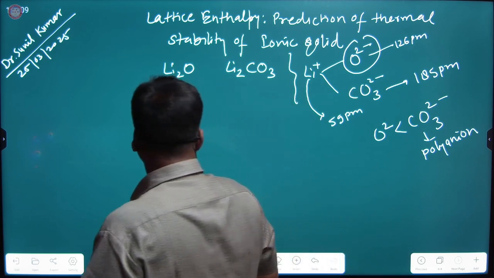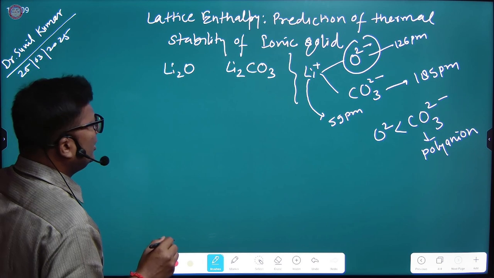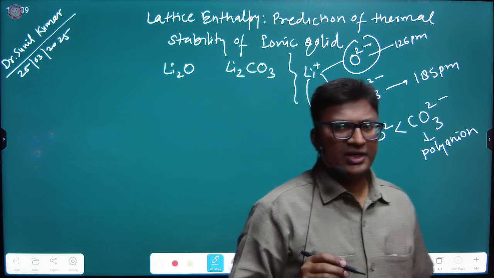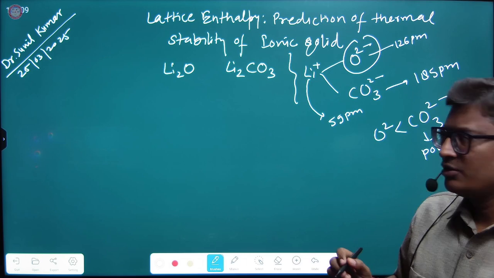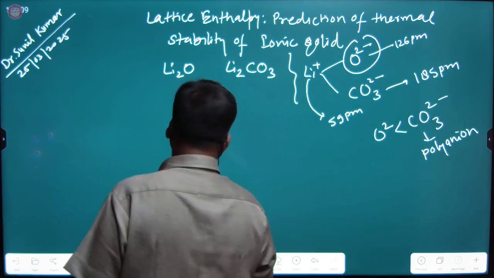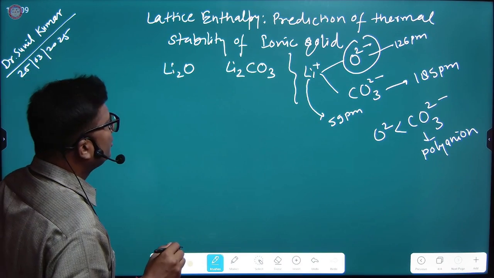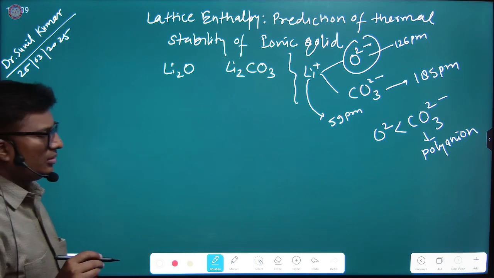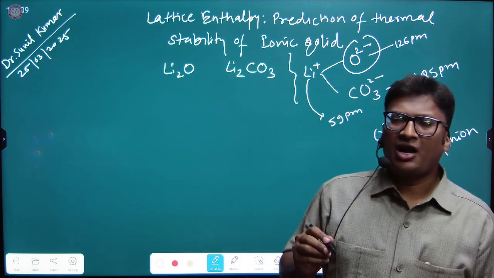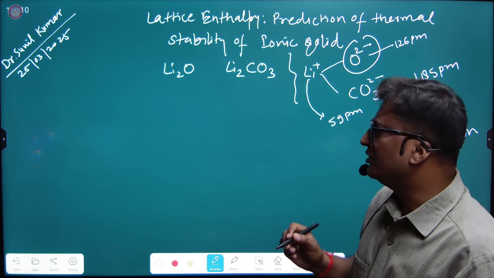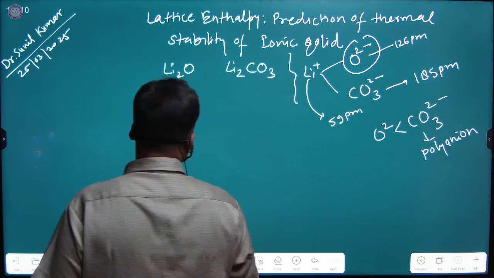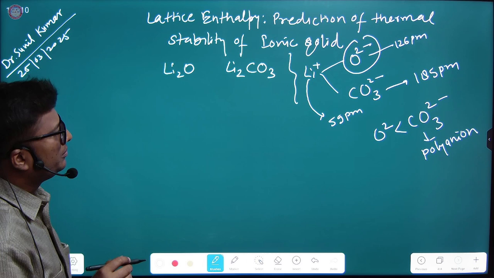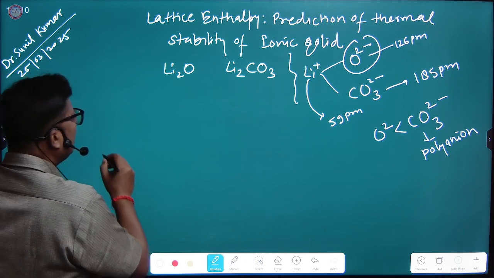Suppose, how can we prepare lithium carbonate? Lithium carbonate is an ionic compound, so it is soluble in polar solvent. Lithium carbonate is formed through lithium hydroxide and carbon dioxide. Once it reacts with carbon dioxide, it forms lithium carbonate.